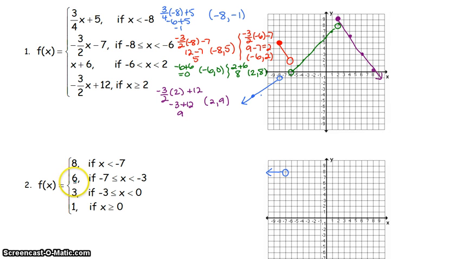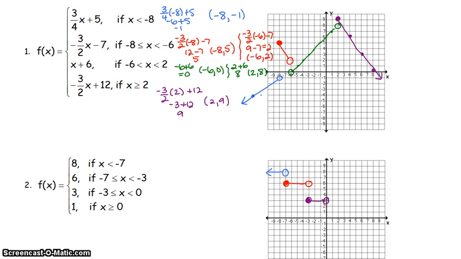Our second piece, we want a horizontal line at 6 between -7 and -3, where the -7 is closed and the -3 is open. So our horizontal line at 6, we're going to start it at -7, closed circle, all the way to -3, open circle. Next piece, horizontal line at 3, from -3, closed circle, to 0, open circle. Horizontal line at 3, closed circle at -3, open circle at 0.